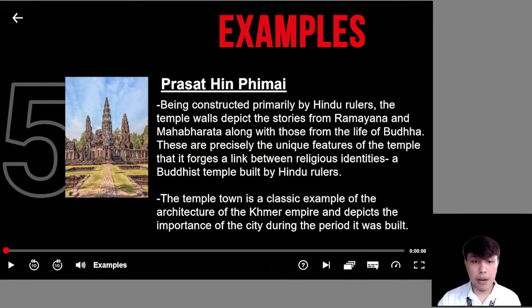Being constructed primarily by Hindu rulers, the temple walls depict the stories from Ramayana and Mahabharata along with those from the life of Buddha. These are precisely the unique features of the temple that it forges a link between religious identities, a Buddhist temple built by Hindu rulers. The temple town is a classic example of the architecture of the Khmer Empire and depicts the importance of the city during the period it was built.